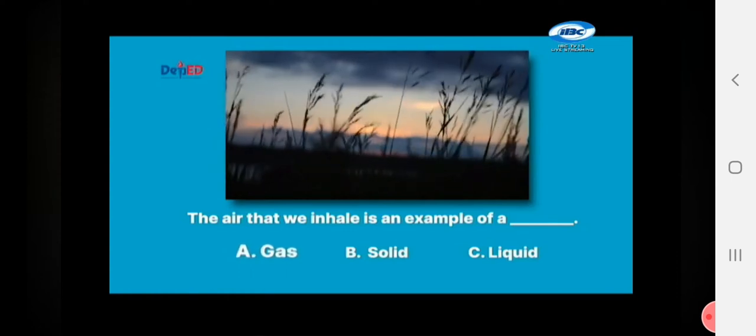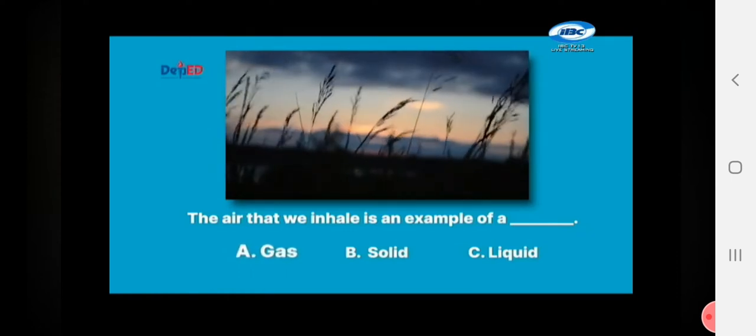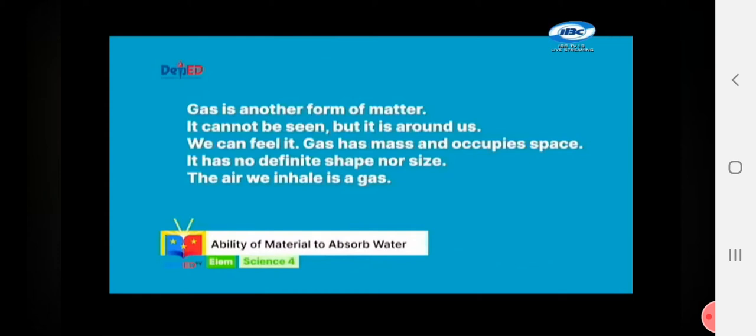If your answer is A, gas, then you are correct. Gas is another form of matter. It cannot be seen, but it is around us. We can feel it. Gas has mass and occupies space. It has no definite shape nor size. The air we inhale is gas.